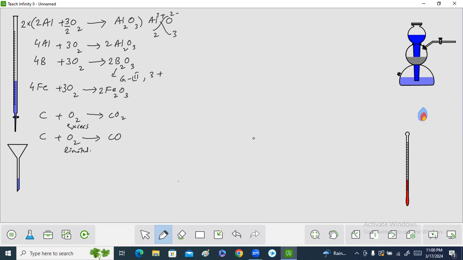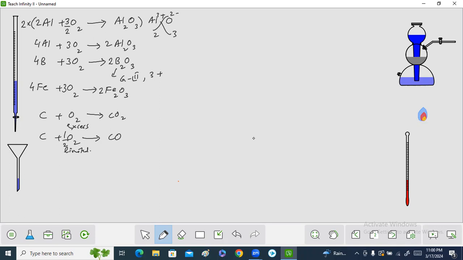There is one carbon on the left hand side, one carbon on the right hand side. Carbon is already balanced. Two oxygen on the left hand side, one oxygen on the right hand side. So if we put 1 by 2 here, 1 by 2 times 2 is 1. So this is the balanced equation.